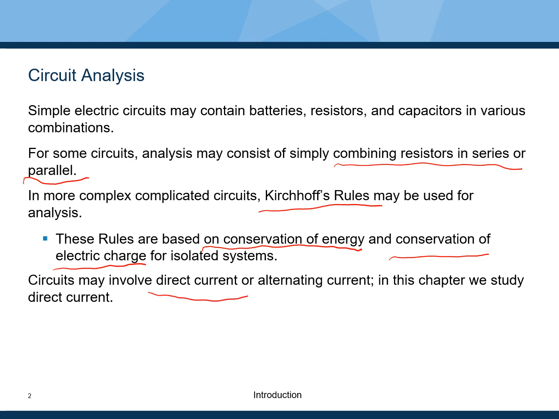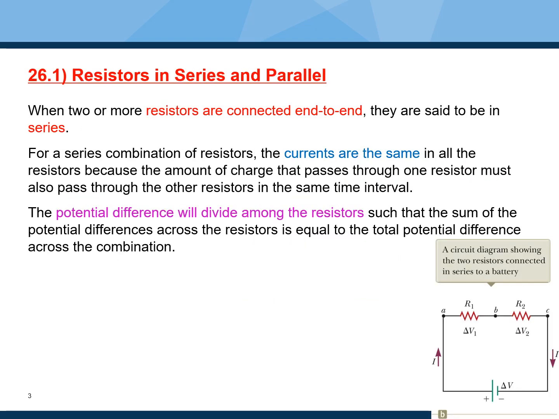Okay? So in this chapter, we're going to study circuits that involve direct current. The circuitry that is associated with things that are connected to the outlets in your homes and offices is based on alternating current, which will of course be part of another later study, but not this chapter. We're also going to learn how to combine resistors and capacitors in various interesting combinations. So let's proceed with our studies by studying resistors in series and parallel.